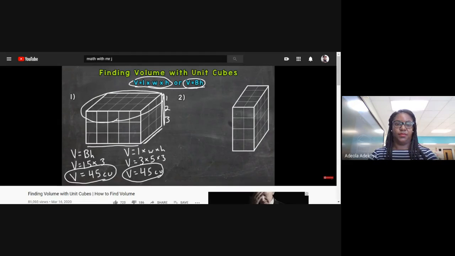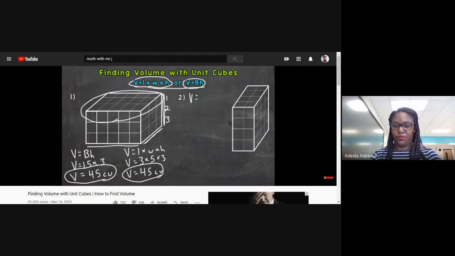And we use unit cubes in order to measure that space, whether it's cubic inches, cubic feet, cubic yards, meters. Here we're just using cubic units. The unit of measure is not given. So let's take a look at number 2. So we have a rectangular prism there. We're going to find out the volume by finding how many cubic units fill that rectangular prism.